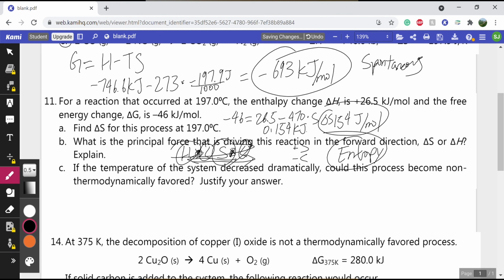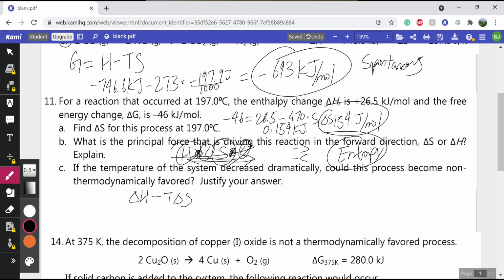Now, if the temperature of the system decreased dramatically, will this system become non-spontaneous? So let's see over here: delta H minus temperature times delta S. If this number suddenly turned very small, and when I say small, I just think of numbers like 1 or 2, if this temperature turned into like 1 or 2 degrees Kelvin, would our process become non-thermodynamically favorable? And the answer is yes, because our delta H is positive and our driving force is entropy.